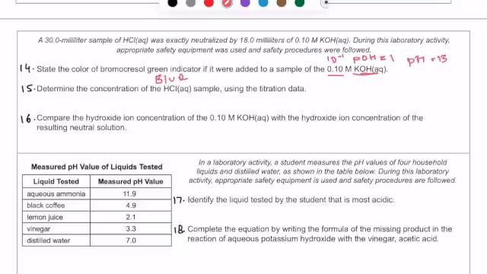Determine the concentration of HCl sample using the titration data. So you just have to use the MAVA equals MBVB equation. Compare the hydroxide ion concentration of the 0.1 molar KOH with the hydroxide ion concentration of the resulting neutral solution. So remember, if the resulting solution has a higher concentration, then that means the hydroxide ion concentration is higher.